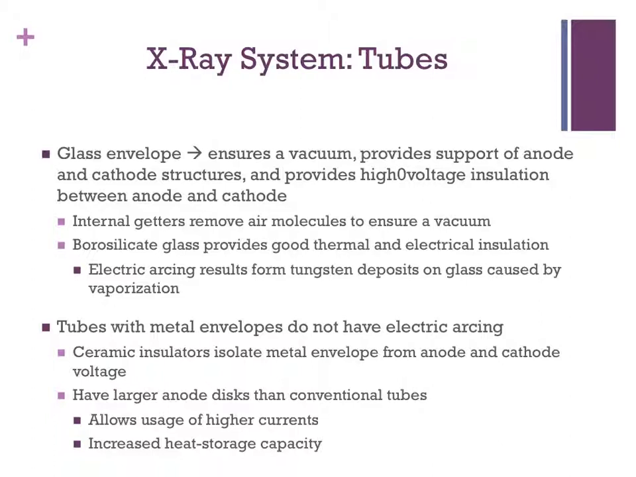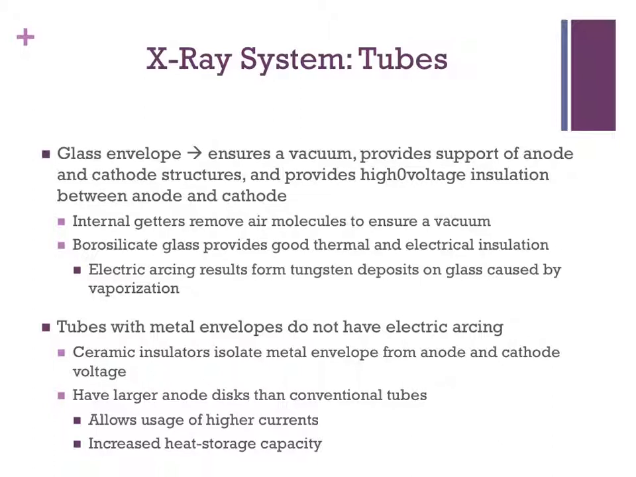Since spiral or helical CT scanners rotate continuously for long periods of time as compared to conventional scanners, the component design must be able to deal with issues in regards to heat generation, heat storage, and heat dissipation. A glass envelope is part of the X-ray tube, and it ensures a vacuum, which provides support of the anode and the cathode structures, and provides high voltage insulation between the anode and the cathode.